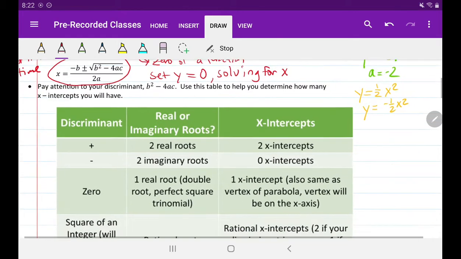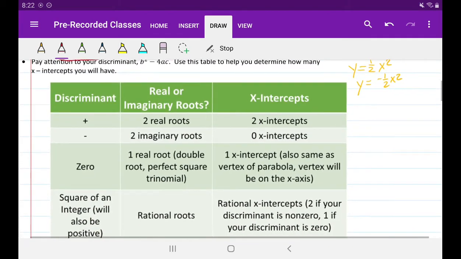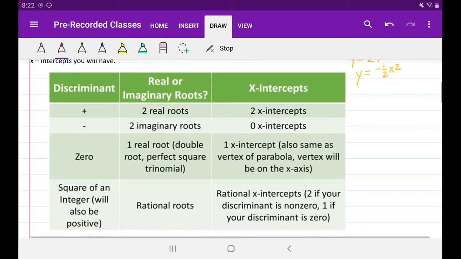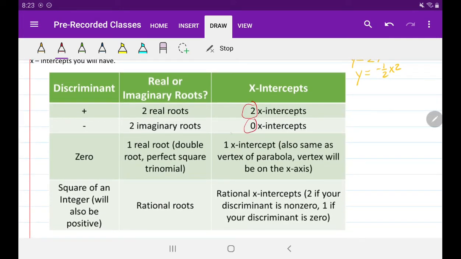Now, when we first started everything with parabolas, we said that it's possible to have 2 x-intercepts, no x-intercept, and 1 x-intercept, okay? And whether you have 2, 0, or 1 x-intercepts all depends on your discriminant. And a quick reminder that the discriminant is part of the quadratic formula. That's the part that's underneath the square root. It's just b squared minus 4ac.